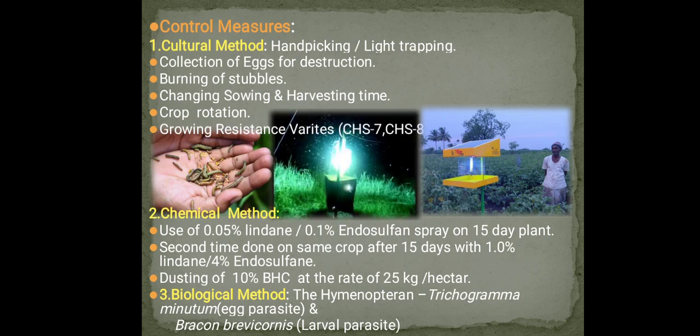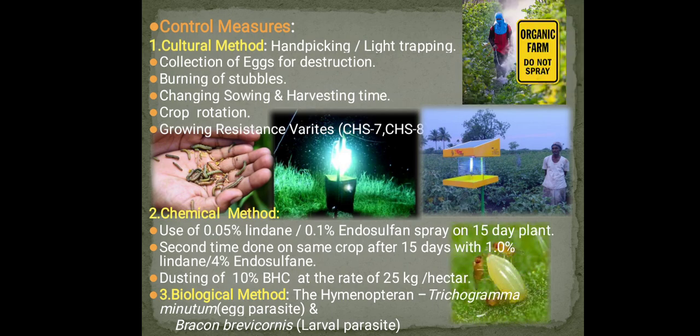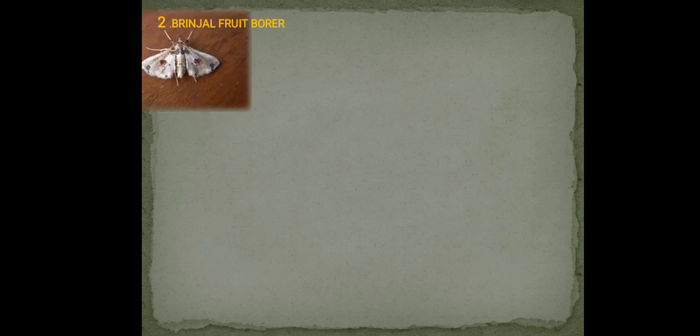Then we see in this diagram that it is clear how the cultural method and chemical method are applied in the field. Organic farms do not spray. Then the second type of insect pest is the brinjal fruit borer.